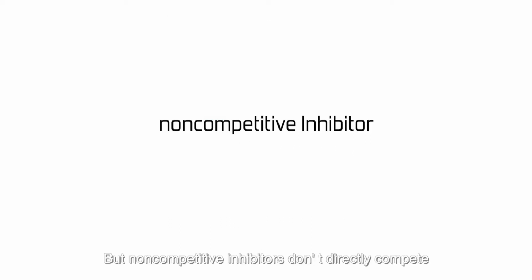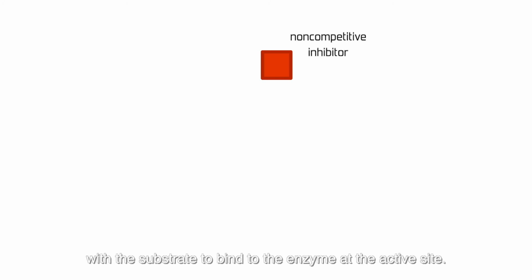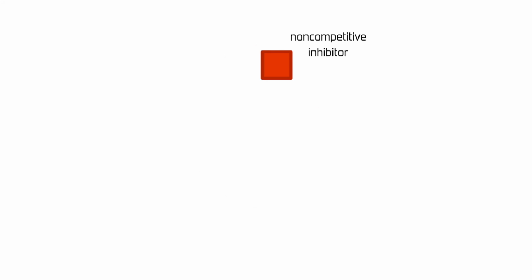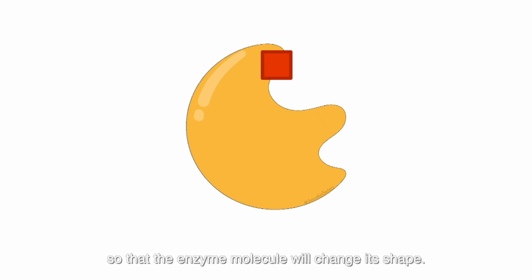But non-competitive inhibitors don't directly compete with the substrate to bind to the enzyme at the active site. Instead, they halt enzymatic reactions by binding to another part of the enzyme so that the enzyme molecule will change its shape.